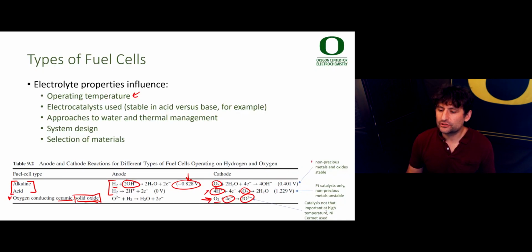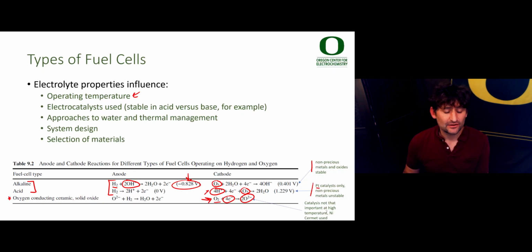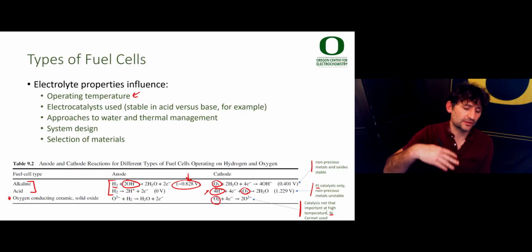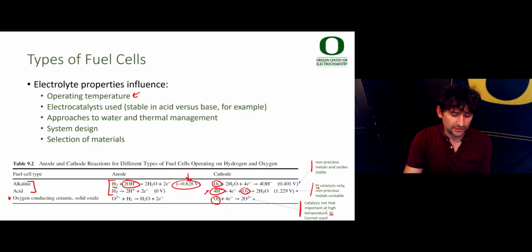In an alkaline fuel cell, you can use non-precious metals and oxides because they're stable in alkaline conditions. Whereas in an acidic proton exchange membrane fuel cell, you can only use typically platinum catalysts or platinum alloy catalysts. If you go to the high temperature oxygen conducting ceramic fuel cells, these operate typically at 500 degrees Celsius or higher. And in this case, the catalysts aren't even that important. You can use things like nickel cermet. Cermet is a ceramic metallic composite for the electrode, and it has very fast oxygen reduction kinetics because you're at such elevated temperature. There's lots of energy for your electrons to get over the charge transfer activation energy at the electrified interface.